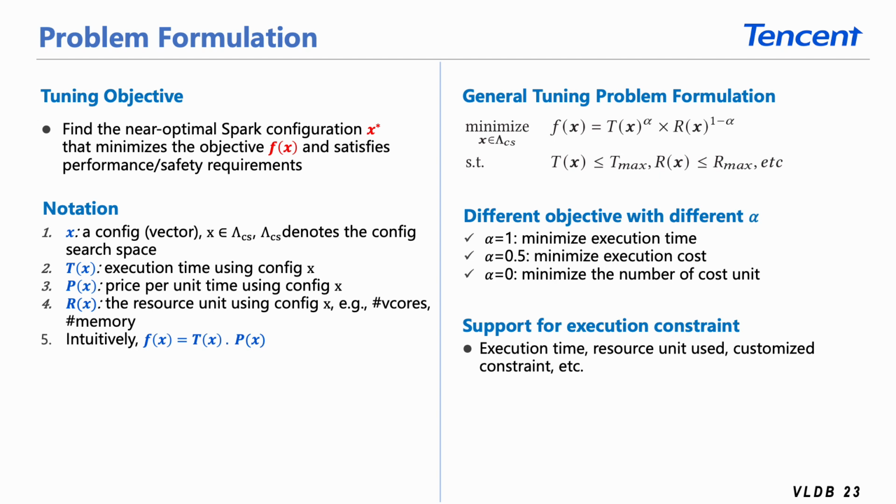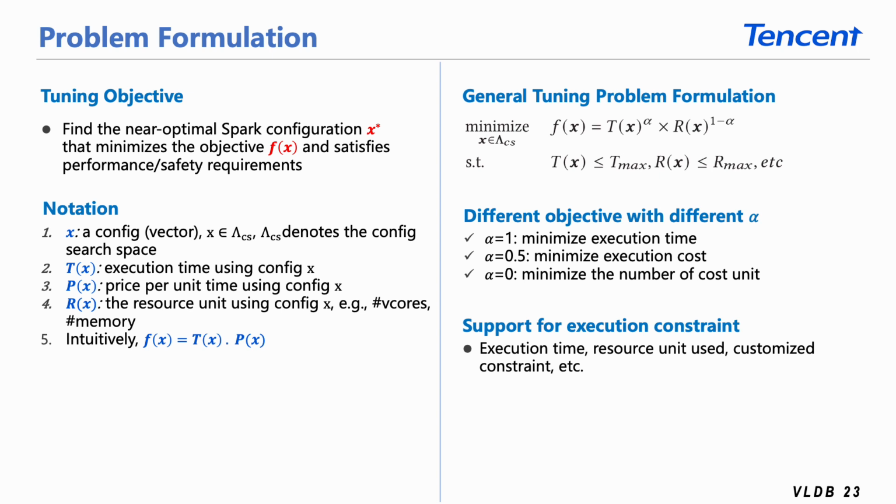Formally, we use Tx to denote the runtime function for the tuning task using configuration x. Let Px be the price per unit of time for all computing resources used in configuration x. Due to the unknown hardware types, price function is not easy to obtain. Note that the price function is positively correlated with the amount of resource.